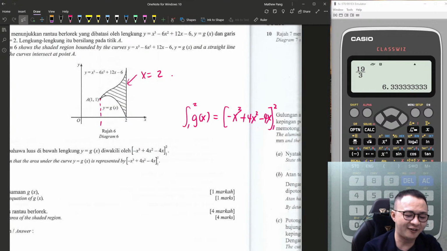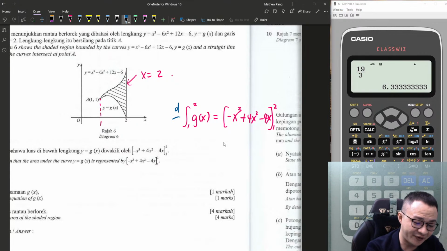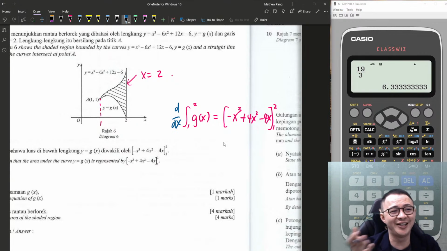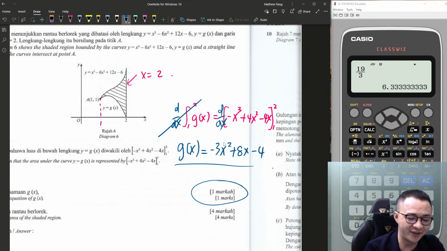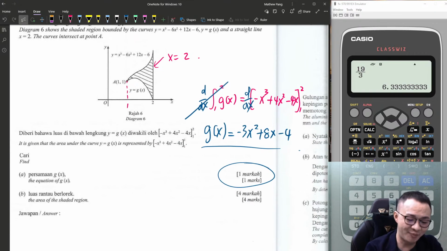In order to get rid of the integral sign, what we do here is we add d/dx for it. Because when we differentiate, we can eliminate the integral sign, right? So I will add d/dx here. Just imagine the 1 and 2, it doesn't matter, they cancel out. So my g(x) is the differentiation of this one. It should be negative 3x squared plus 8x minus 4. So it is one mark for differentiation in SPM, because in Cambridge they at least give 2 marks for differentiation, but here it's just 1 mark. Anyways, maybe the differentiation is easy.